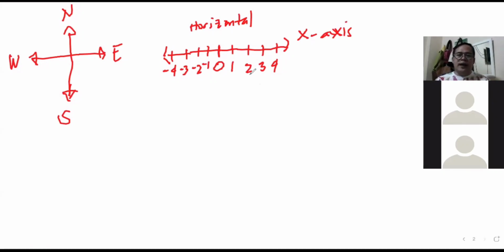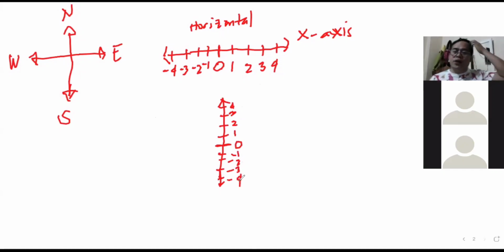X-axis, a horizontal line. We also have a vertical line going up, and you could also have a number line. Here this is recorded as 0. Going up are also counting numbers which are positive counting numbers, and then going down are also negative numbers. Okay, that is in the number line. This is called the vertical line.